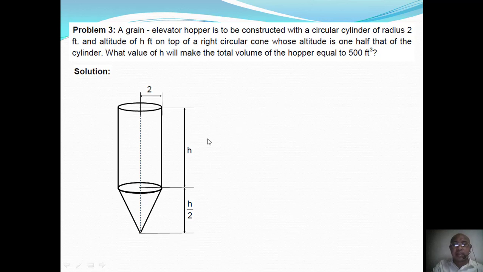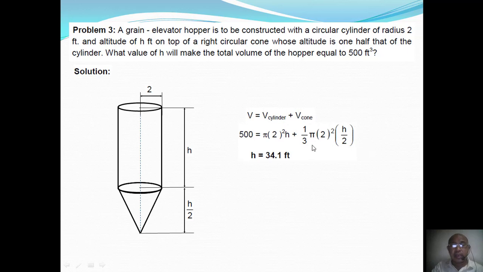Okay. So the volume is just a combination of the cylinder and the cone. So volume is equal to volume of the cylinder plus volume of the cone. So we have volume equal to pi r squared h plus 1/3 pi r squared height.